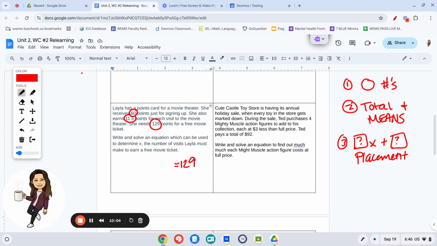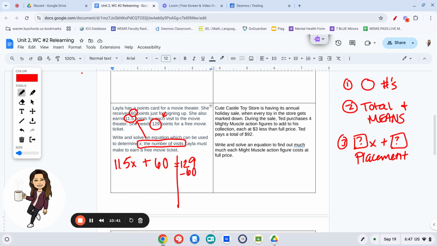And then it says we receive 60 points just for signing up. So signing up gets you 60 points. You only have to sign up once. So that's your one time. And then she also earns 11.5 points for each visit, and our X is the number of visits. So literally, guys, if you look at the question and then find the number that goes with it, that's going to go with your X. So 11.5 X and the 60 for signing up, and we want to get to 129.